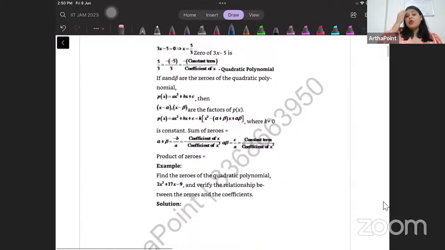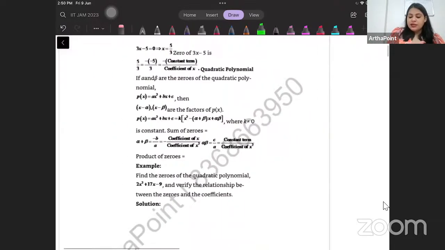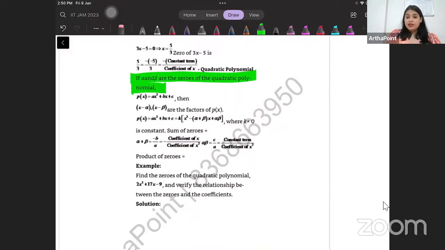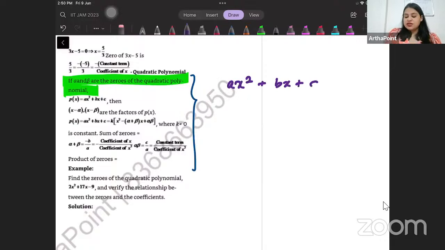ठीक है. अब quadratic के relation की बात करते हैं. So if you have alpha and beta as zeros of the polynomial, we have two rules that you have to remember. The first rule. Suppose my equation is, let's write in the general format, ax square plus bx plus c. This is your polynomial.